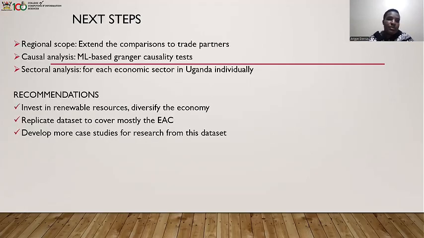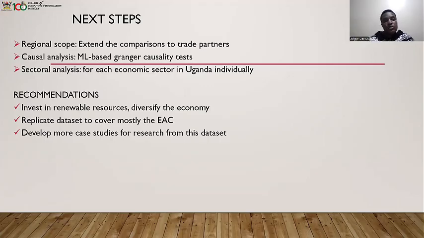Then the next steps. We have the regional scope, which will extend the comparisons to trade partners. Then the causal analysis: machine learning-based Granger causality tests. Then the sectoral analysis, looking at each economic sector in Uganda individually.